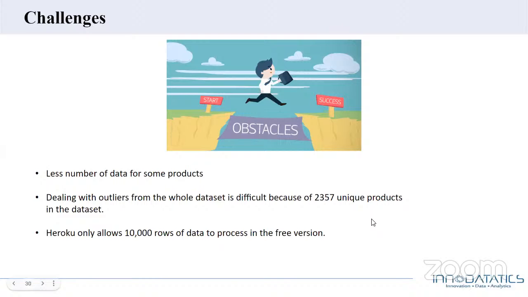So coming to the challenges that we faced in this project: there was less data for some products. The more data we give to a machine learning model, the better OLS model we can build. Dealing with outliers was another challenge. Since we had 2,357 unique products, dealing with all the outliers for each product was a challenge for us. And then Heroku only allows 10,000 rows of data to process in the free version. Next slide.